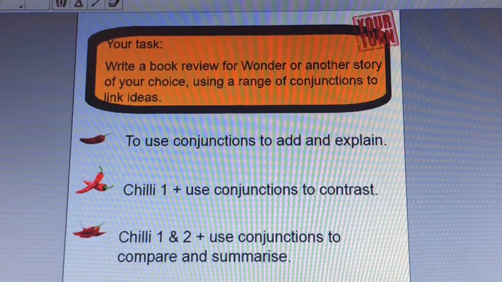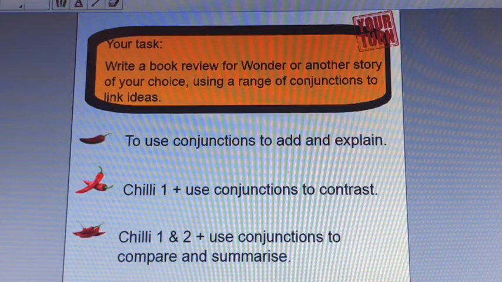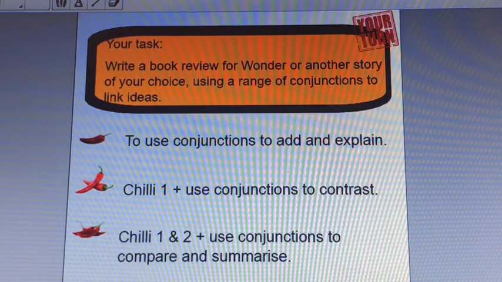Chili 2, to do Chili 1 plus use conjunctions to contrast. That could be however, although, but, on the other hand. And Chili 3 is to use Chili 1 and 2, but also consider using conjunctions to compare. Examples are similarly or like. And again, try to use conjunctions to summarise. Examples could be overall, all in all, in conclusion.